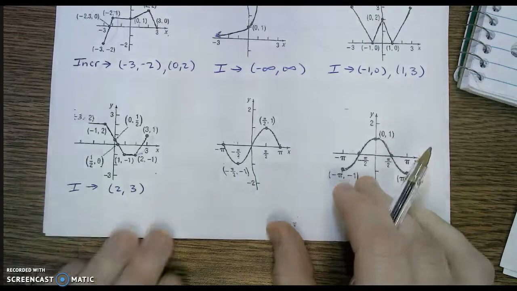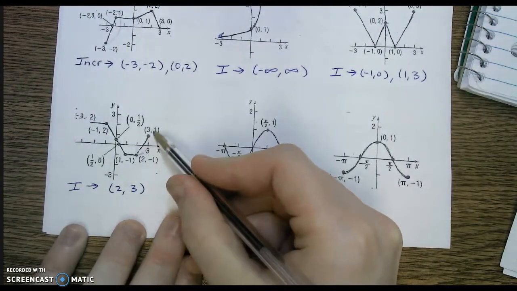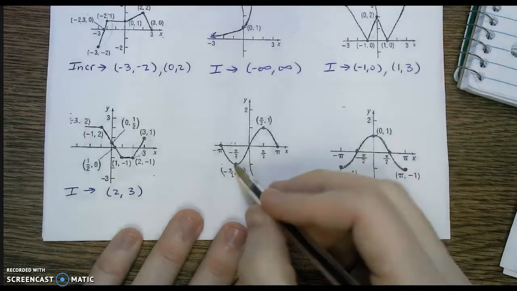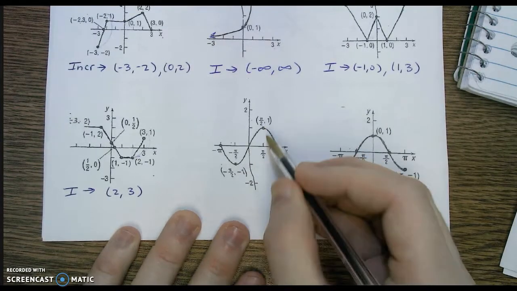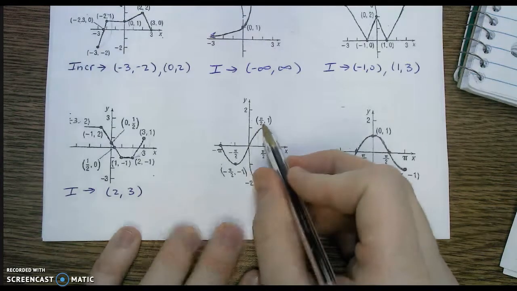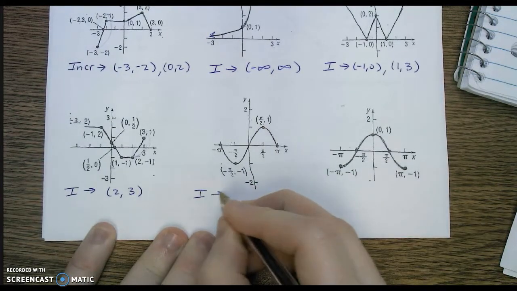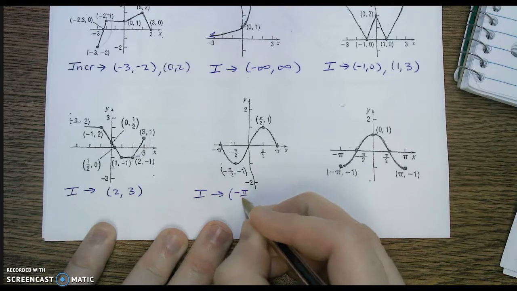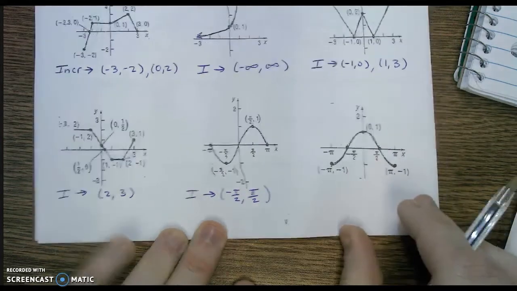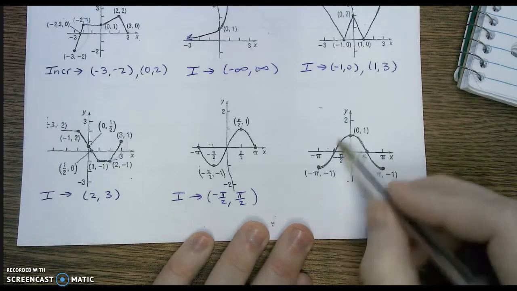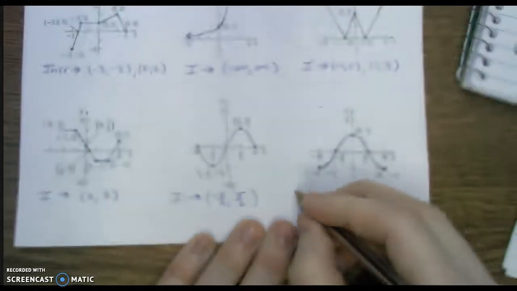And again, this is where the graph is rising from left to right. Here, from this point to this point, the graph is increasing. So that would be from -π/2 to +π/2. Again, we use x values to describe where on the graph something is happening. And then this one's increasing from -π to 0.